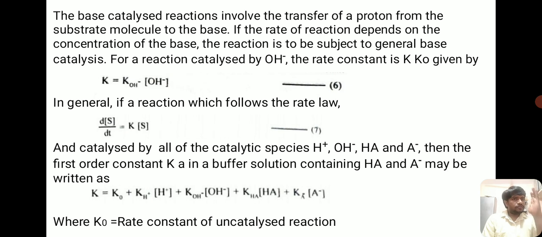From the substrate molecule to the base takes place. If the rate of a reaction depends on the concentration of the base, here the reaction is said to be subject to general base catalysis. For a reaction catalyzed by OH minus, the rate constant k is given by k = k_OH⁻ [OH⁻]. This is equation number 6.